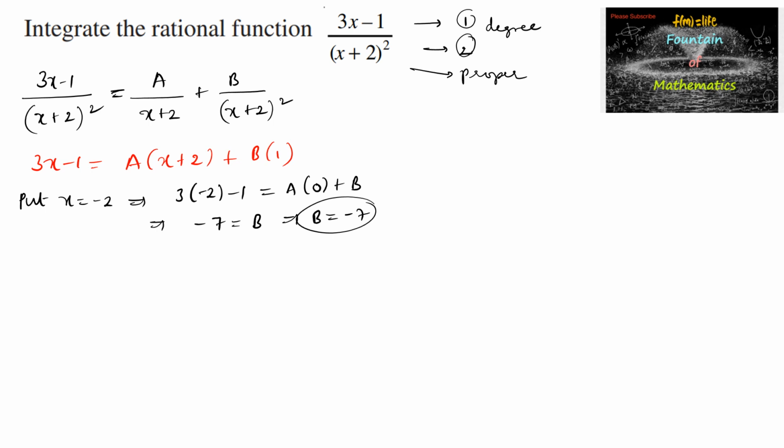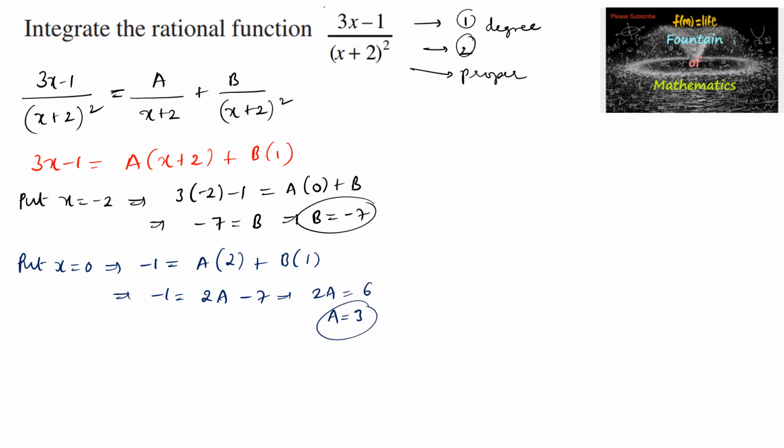And now let us substitute, put x is equal to 0, which implies 3 times of 0 minus 1, negative 1, is equal to a times of 0 plus 2, is 2, plus b times of 1. So we can write minus 1 is equal to 2a, value of b is negative 7. So 2a is equal to 7 minus 1, 6. So a is equal to 3.